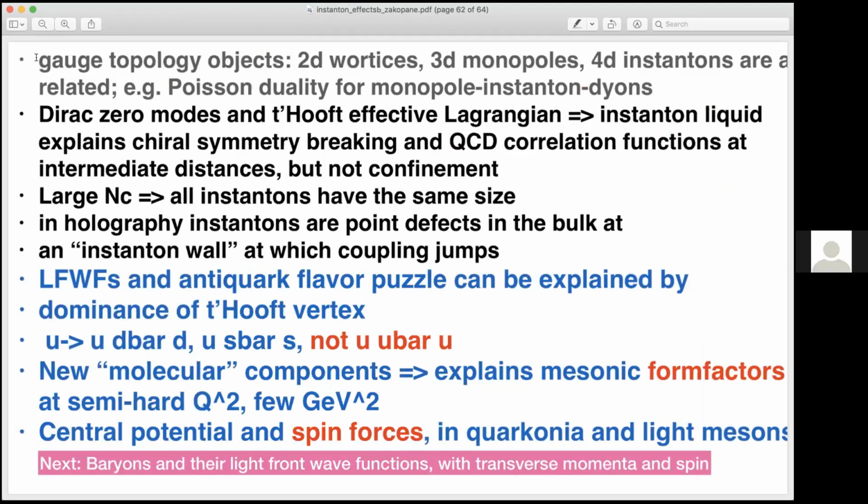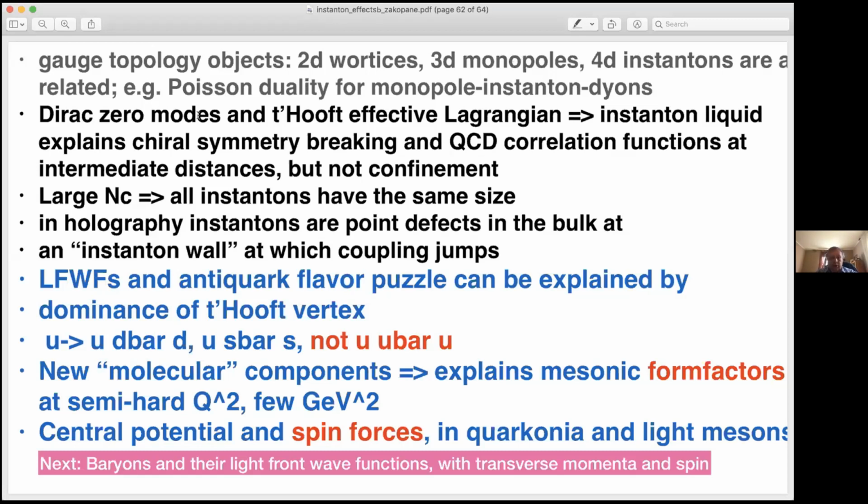So I told you at the beginning that there are many objects: vortices, monopoles, instantons, instanton diodes, and they are related to each other. And we have even this Poisson duality, which I didn't have time to speak about, but it is very interesting. It tells you that you can do it either in terms of monopoles or instanton dyons, and you get exactly the same answer at the end. But the partition functions look very different. If you sum everything, it is the same.